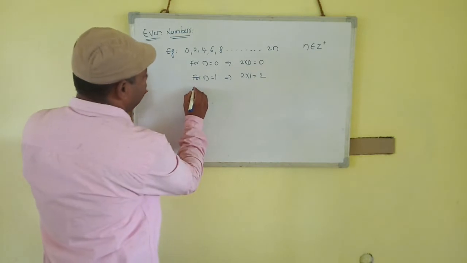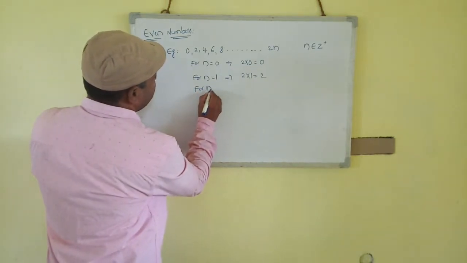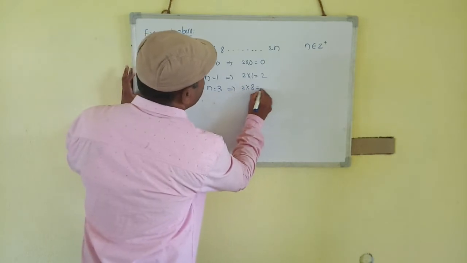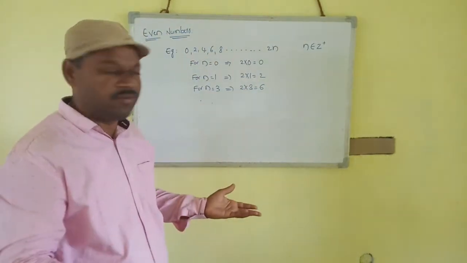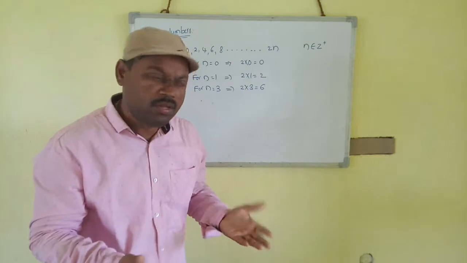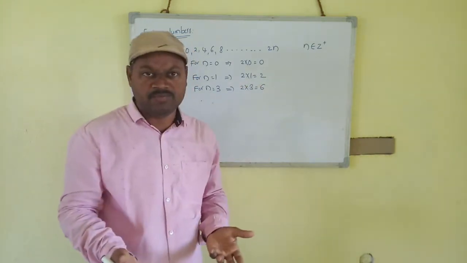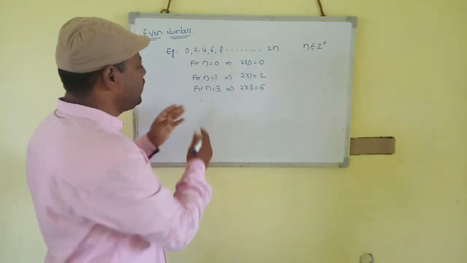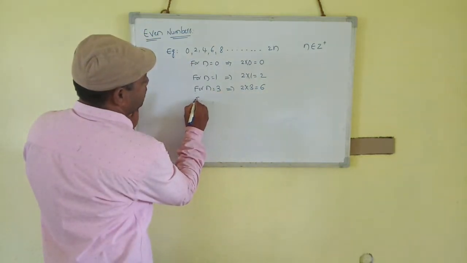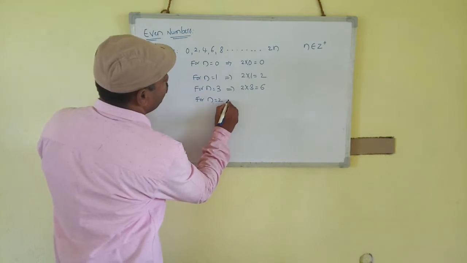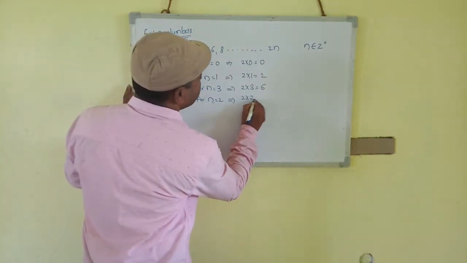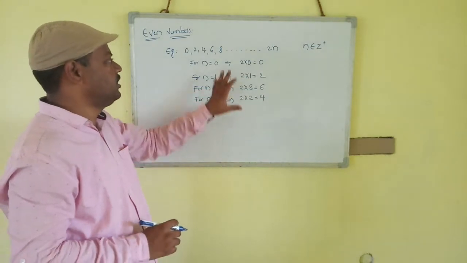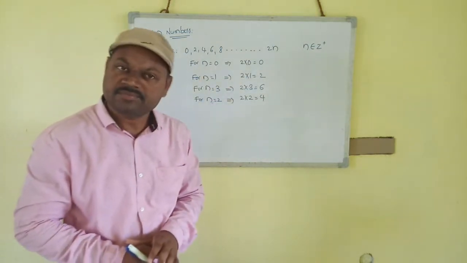For n equal to 3, 2 into 3 is equal to 6. 6 is also an even number. Suppose for n equal to 2, 2 into 2 is equal to 4, an even number. So 0, 2, 4, 6, these are even numbers.